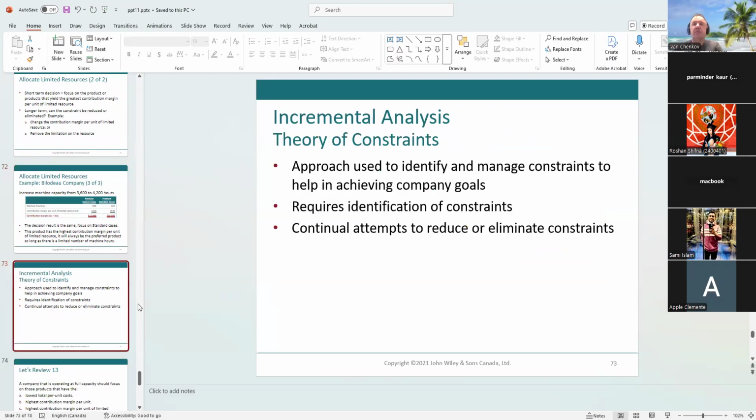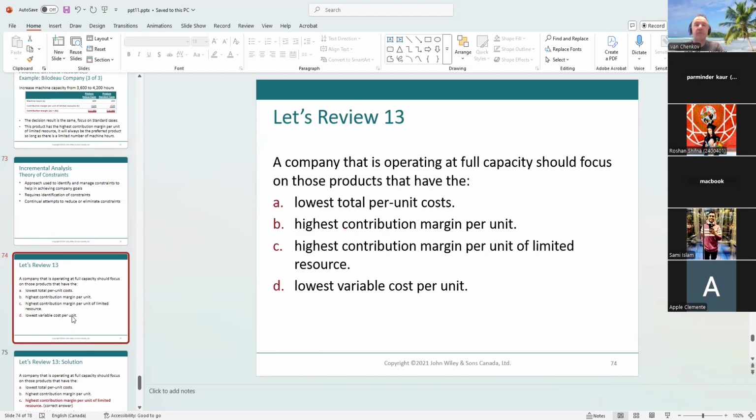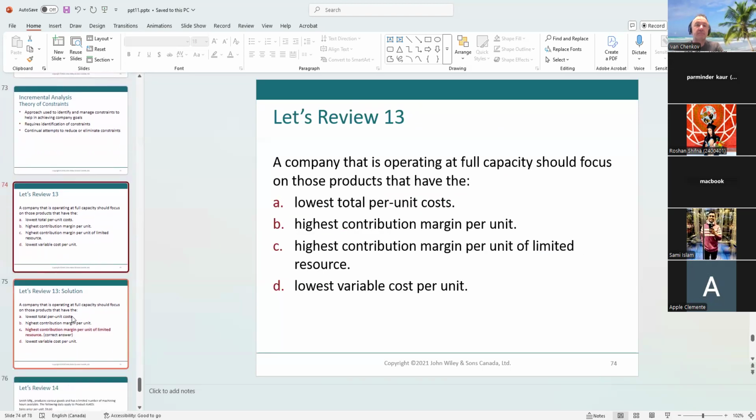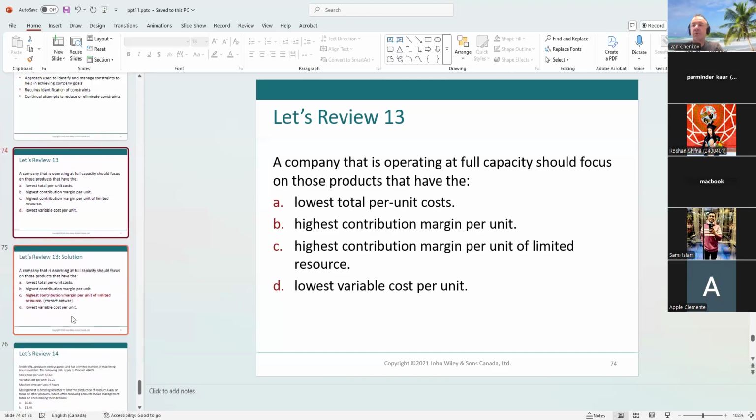Now, the incremental theory of constraints is the approach used to identify and manage the constraints. So first you have to identify the constraints, and second you have to continue to attempt to reduce and eliminate the constraints. Let's see what you think about this. And there's one more question and we're done for today.